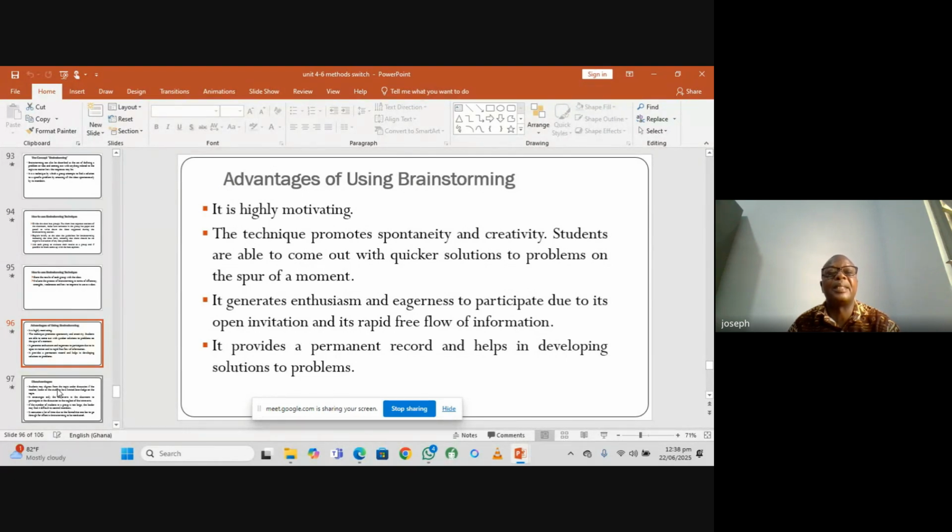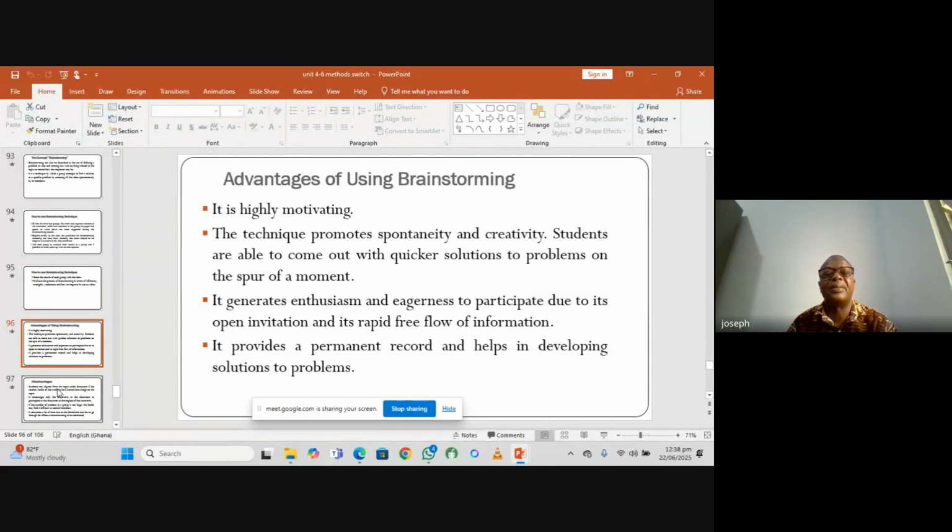Advantages of brainstorming. It is highly motivating. Motivating in the sense that once A said something and you put it down, B said something and you put it down, oh, C will also say something. So it is a highly motivating technique that enables learners to come out with whatever idea they have on the topic. The technique promotes spontaneity and creativity because it's on the spot. They are thinking and responding to the question. Students are able to come out with quicker solutions to problems on the spur of the moment.